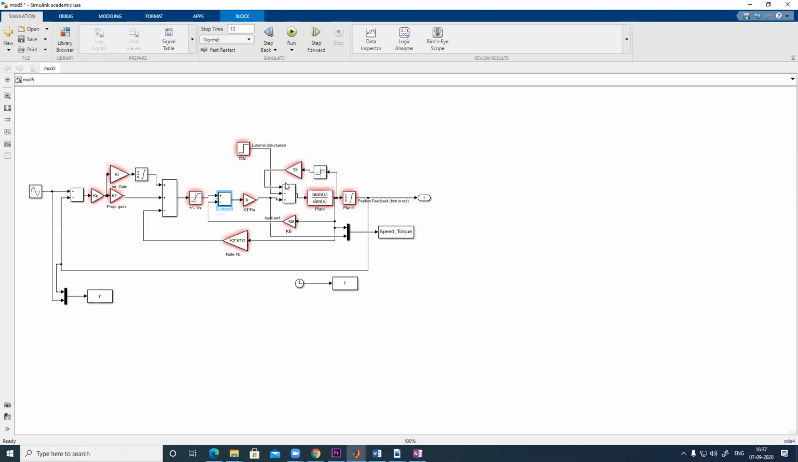And here is the torque developing. So the Kt by Ra, this term multiplied by Kt will give you torque. So this torque, here some external disturbances are added at this point. So this one is the external disturbance. If the disturbance is not there, then you can take it as 0 only.